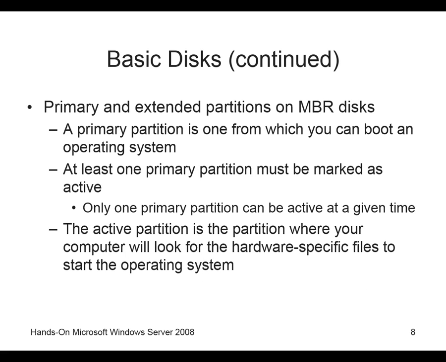Primary and extended partitions on the master boot record disk. The primary partition, or the active partition, is the one that you boot from. You have to have at least one primary or active partition on your system in order to boot into an operating system. That's why it comes up with NT loader missing or not found, no operating system found. Those are what you get. Like I said, the active partition is where your computer would look for the hardware-specific files to start the operating system.